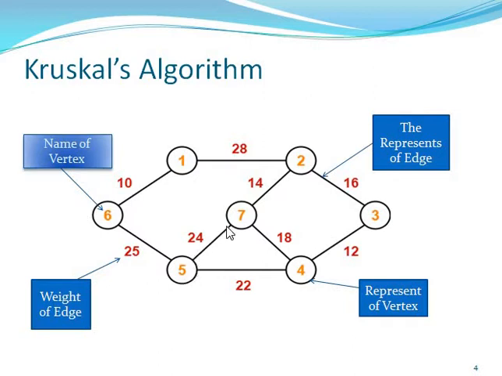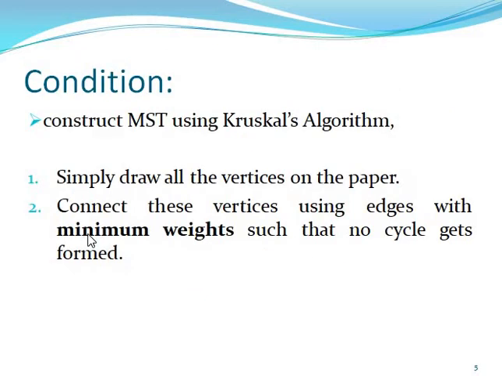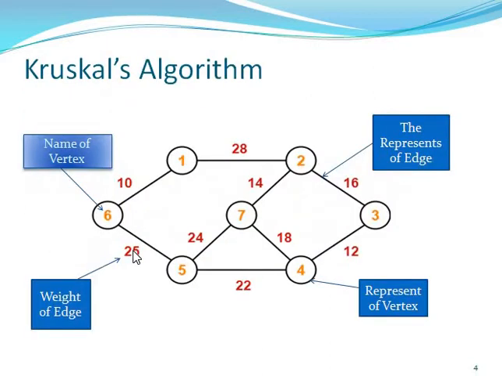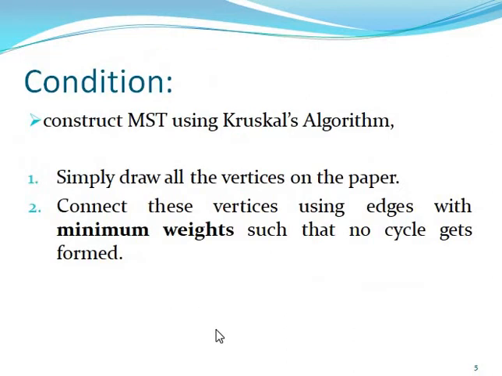It means we can show that this is also one cycle, this right angle or this round. You must not create any cycle at any point of time. So this is the basic condition, and you connect the minimum weight for each and every vertex as well as edge. If this is one vertex, you connect the minimum weight. So first you start with the minimum weight.